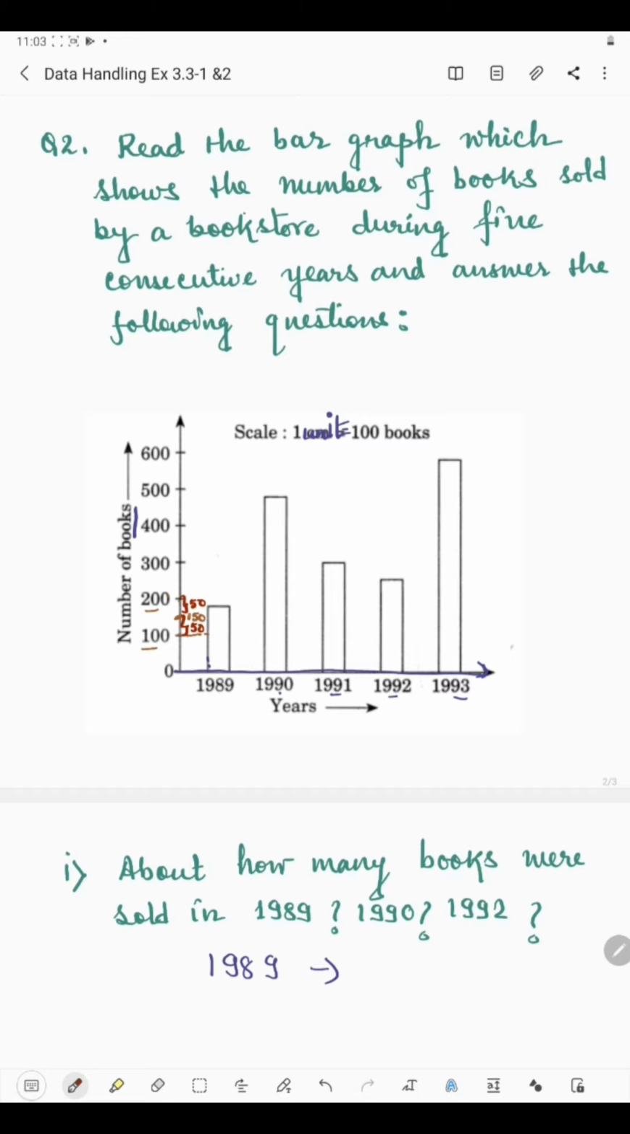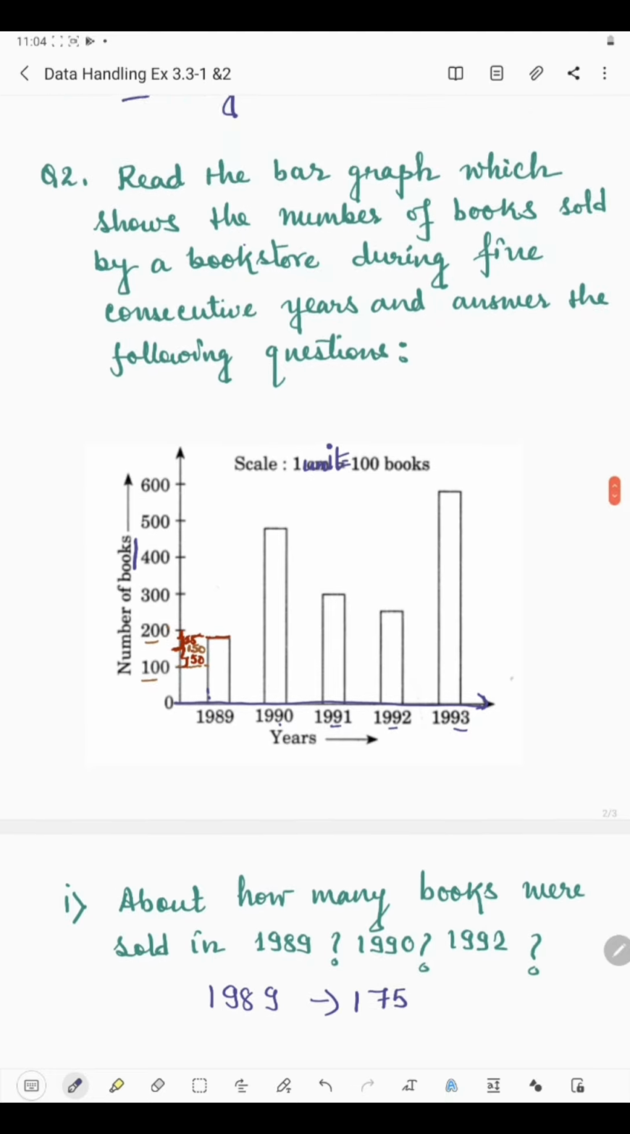Now here in between 150 and 200, that means when there is 50, half of 50 is 25, right? So up to this is 25, because this height of the bar is showing up to this. So here is 150 and here is 175, because up to this is 25. So 50 plus 25 is 175. So in 1989, how many books were sold? It's 175.